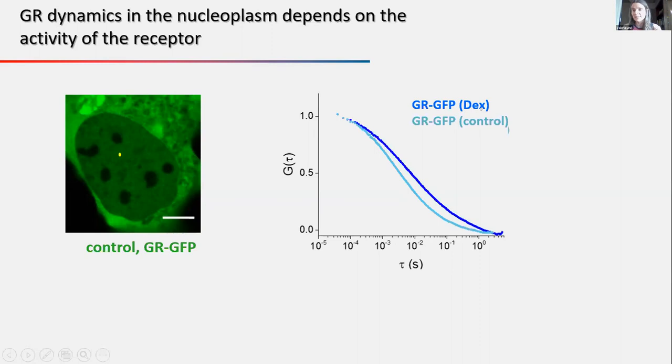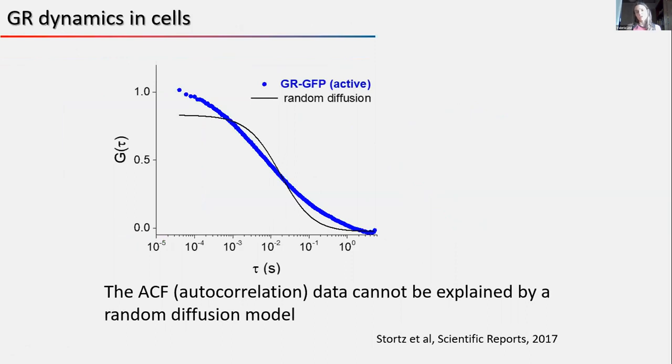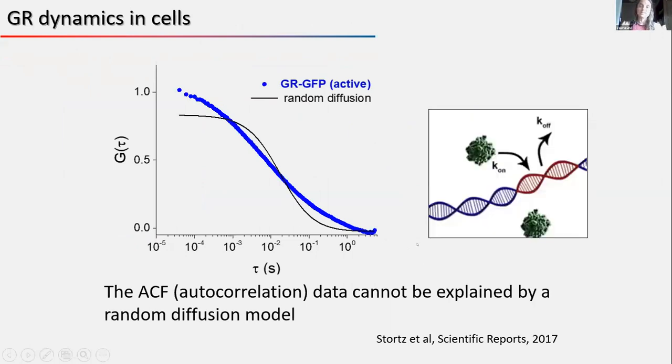Whenever you stimulate the cells with DEXA, you can see that the curve shifts toward higher tau values, suggesting that the receptor is doing something different when it is stimulated. So the question is, can we obtain quantitative information on what the receptor is doing in the cell? Of course, we tried to do the easiest thing in the world, which is trying to fit the experimental data with a random diffusion model. And of course, the data did not follow this model because, as the GR is a transcription factor, you would expect that it binds and unbinds from target sites in the chromatin.